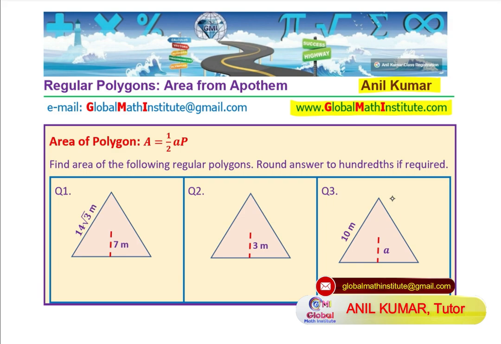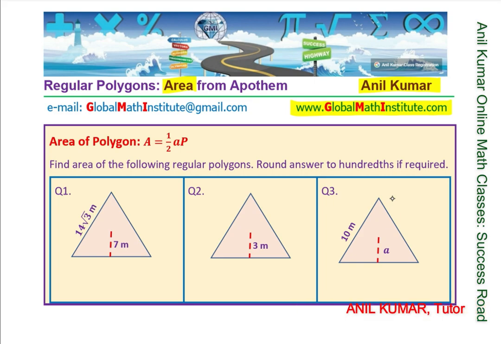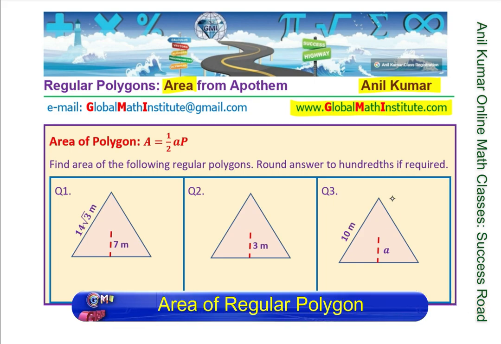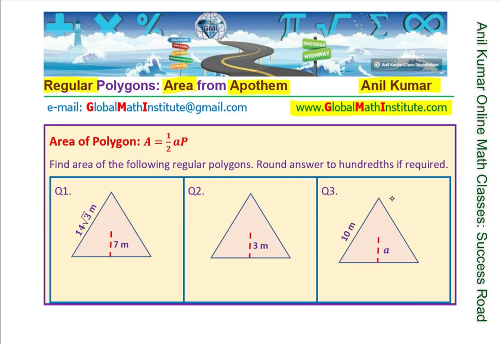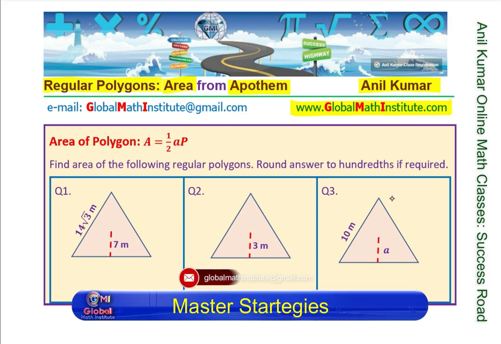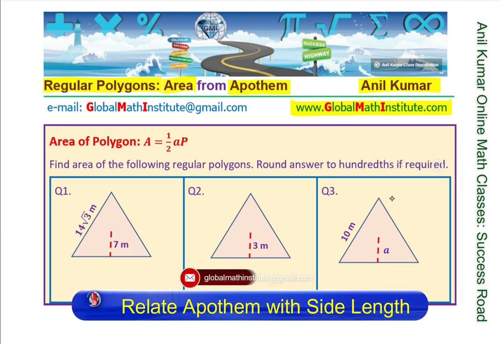In this video, we'll understand how to find the area of a regular triangle, which is an equilateral triangle, using the apothem. This concept will also be utilized in finding the area of regular polygons. The question here is: find the area of the following regular polygons, rounding your answer to the nearest hundredth if required.